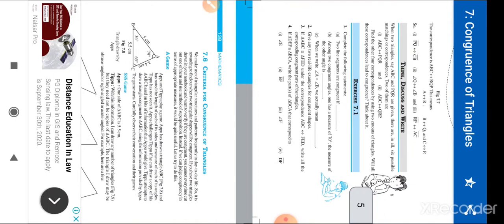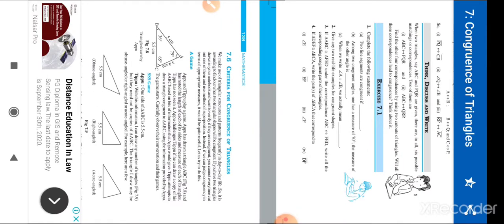Second question, give any two real life examples of congruent shapes. So in our surroundings, there are many real life examples of congruent shapes, like two pages of the same notebook, two blades in a bundle, two biscuits in a packet are examples of congruent shapes.